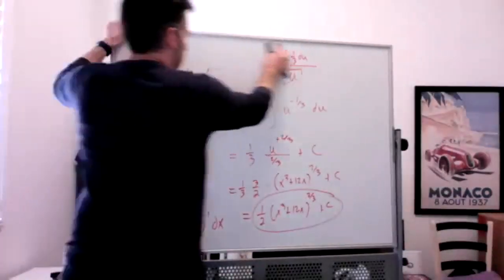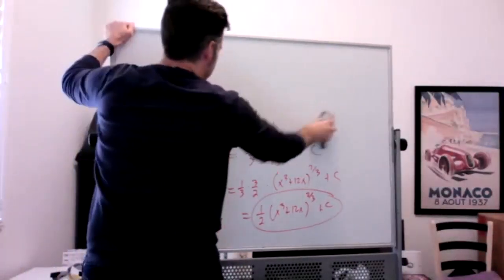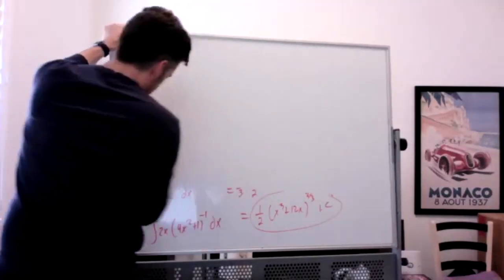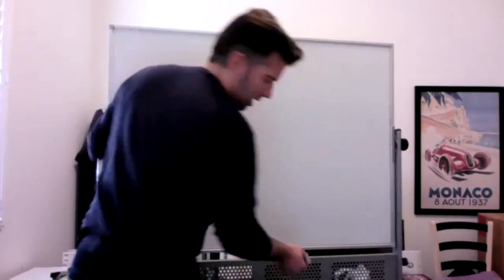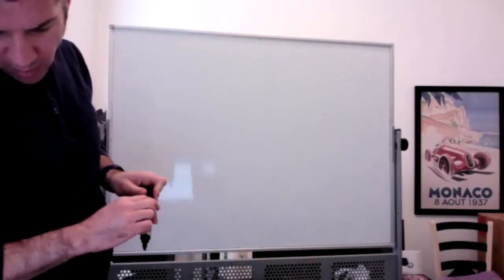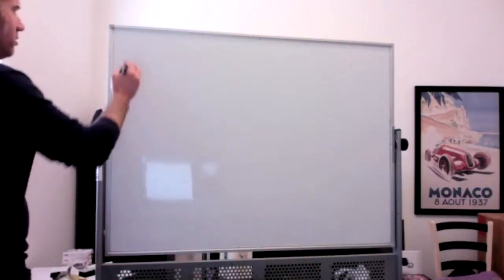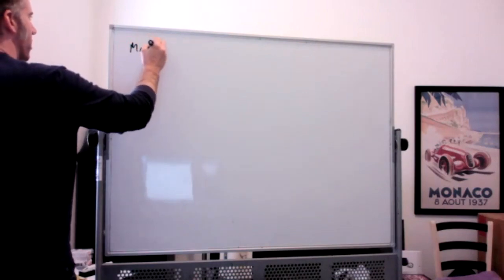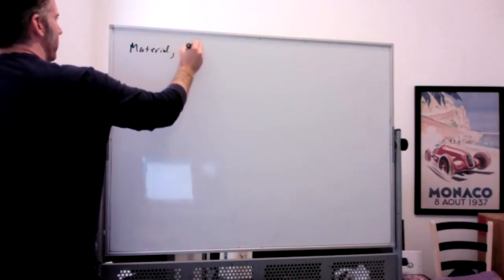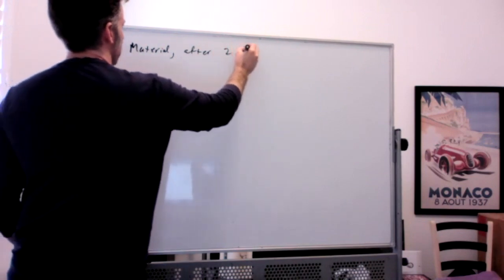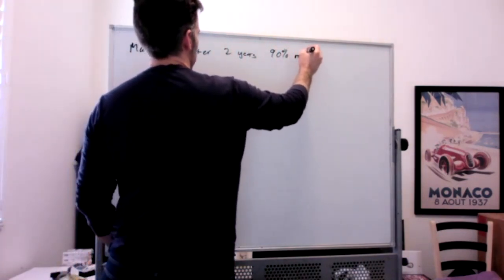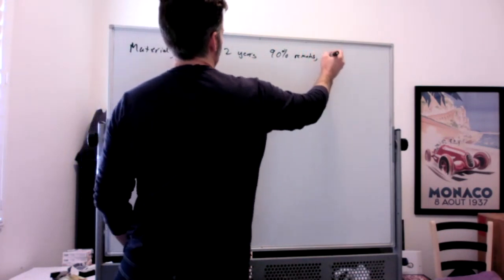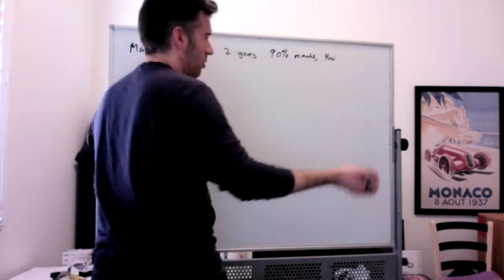And then let me spend the last few minutes here talking about this radioactive decay problem. So this problem says we have some radioactive material, and we know that after 2 years, 90% remains. How long is the half-life?